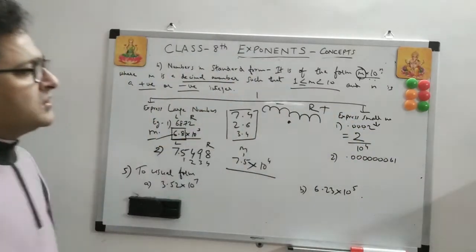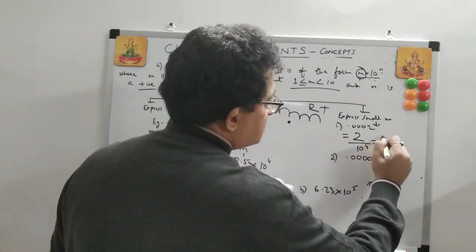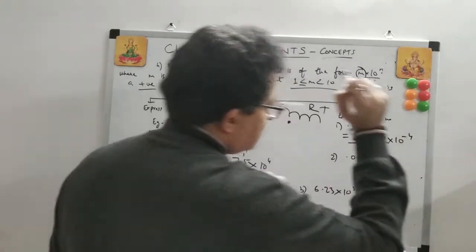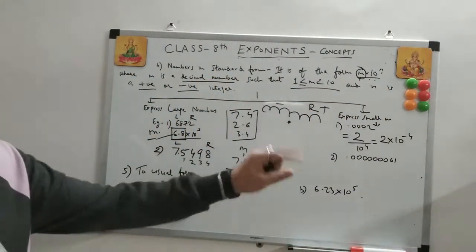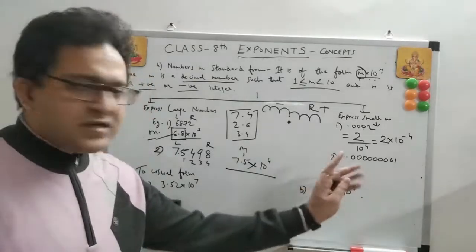Simple. Now you can write this as 2 into 10 to the power, we are taking it up, -4. This is the number. Simple. Okay. And let's take another example. But this is the logic.